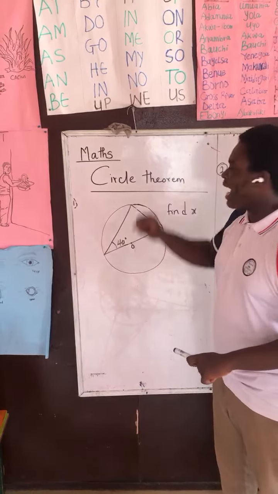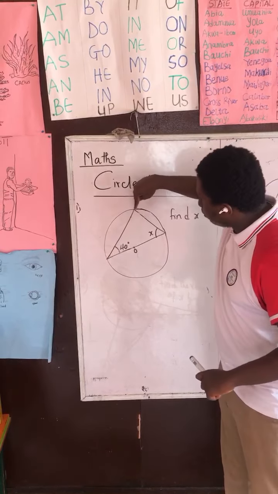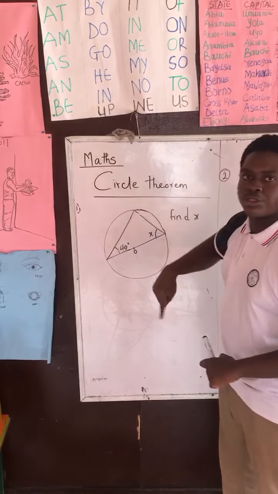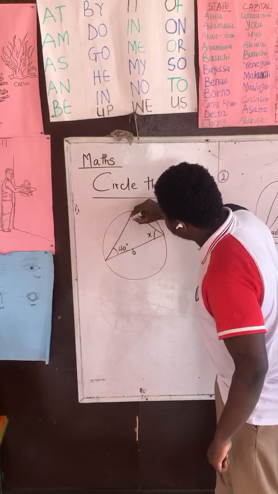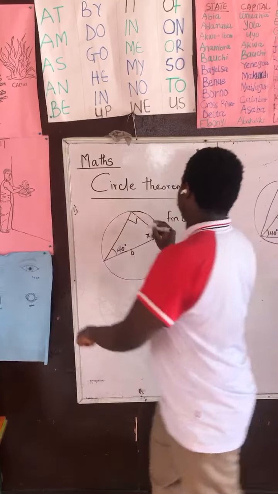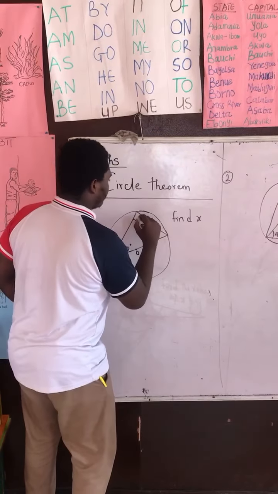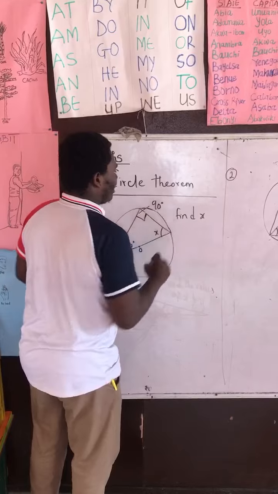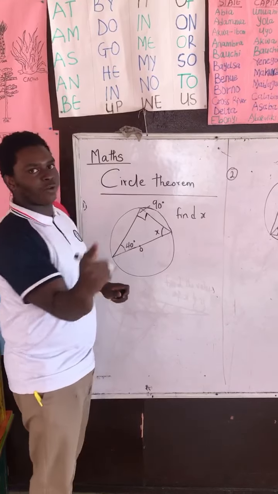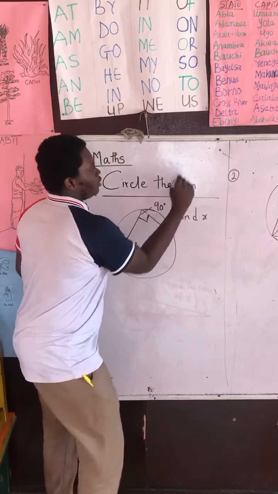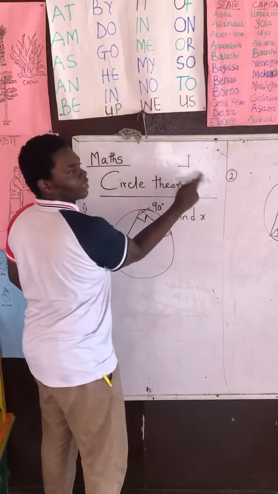So the theorem says that any angle that is formed from the diameter of a circle is what? 90. So this angle here is what? 90. This angle here is 90. And the reason why I don't write 90, there's a sign for 90 degrees. And which is this sign? Just like this. This is the sign for 90.